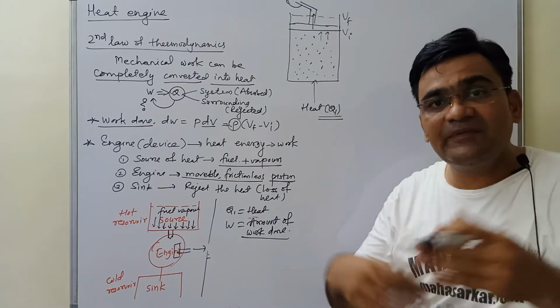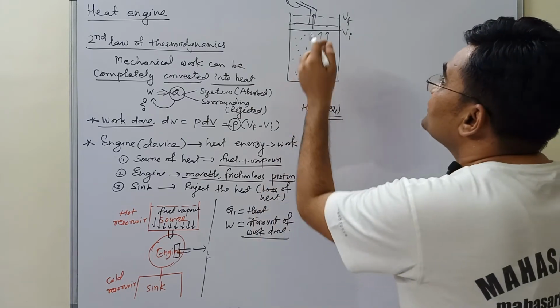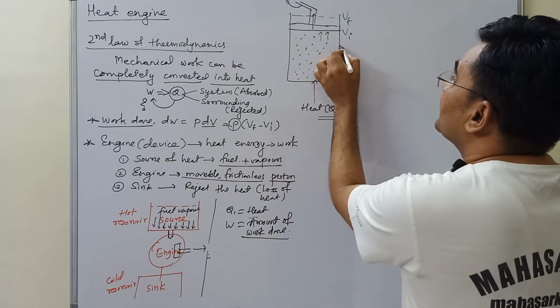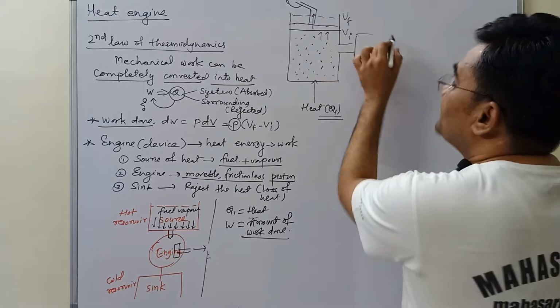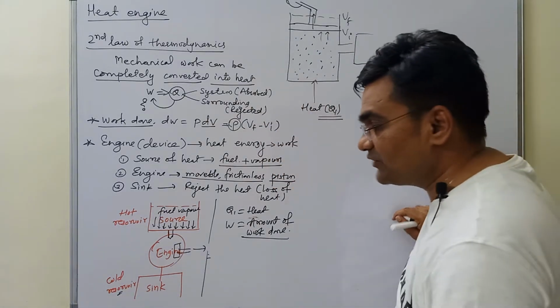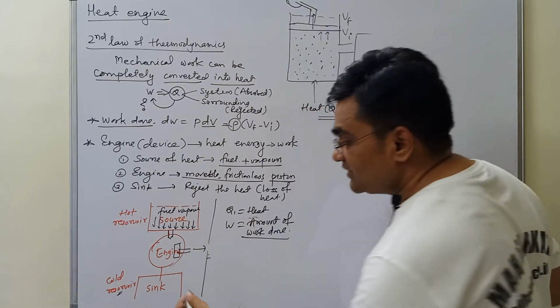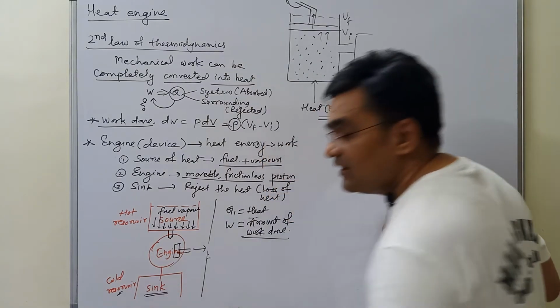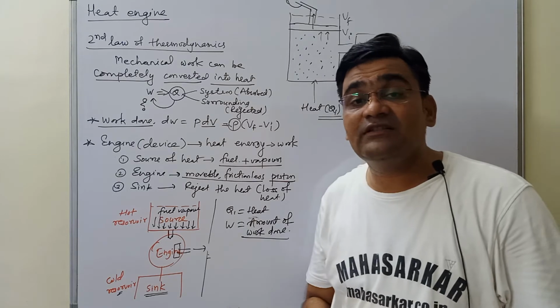Some amount of heat is definitely going to be lost. Say some amount of heat is lost here and goes to the next part, that is, say, the cold reservoir. आपण त्याला cold reservoir म्हणूया. Actually तो खूप cold नसतो, but we'll consider it as a cold reservoir. It is called the sink. आता बाईक मध्ये हा सिंकचं काम कोण करतं?